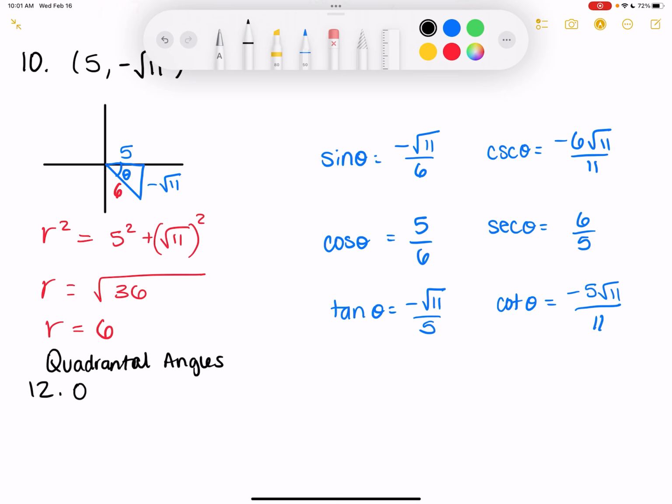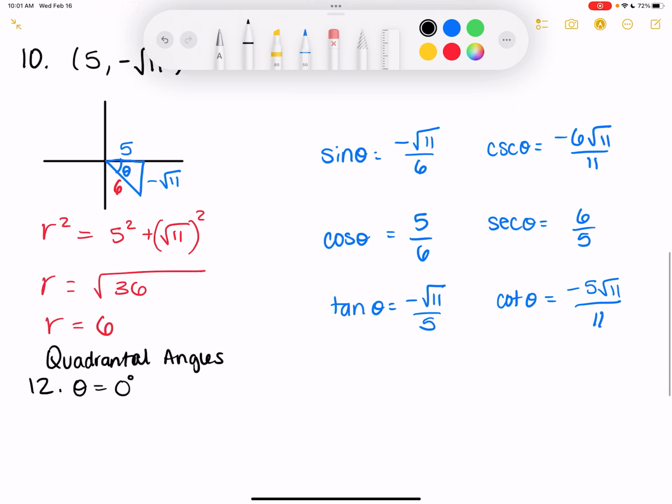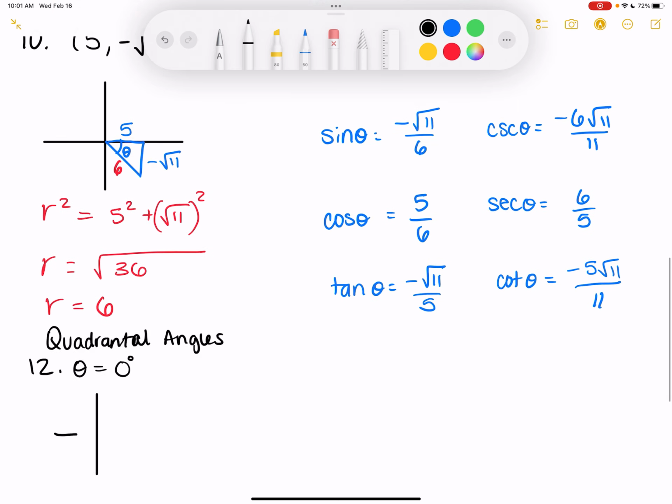So 12, it tells us that theta is equal to 0 degrees. So I'm still going to set up a little baby graph here. They're still ugly, even when they're big. All right, so 0 degrees is where? The right side, the x-axis. So it's right there. I tried to pick a color that would be bright and obvious.